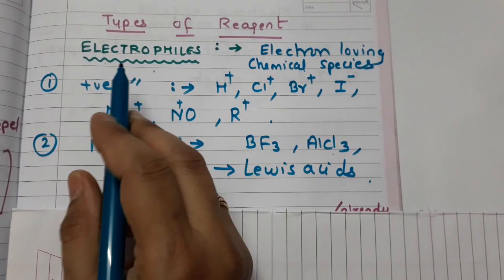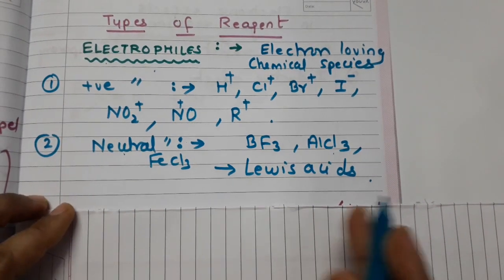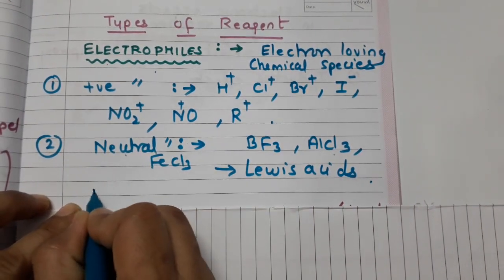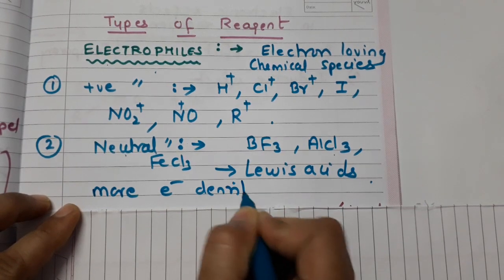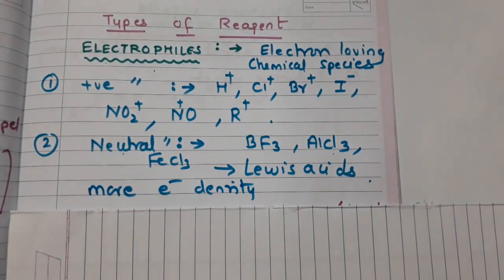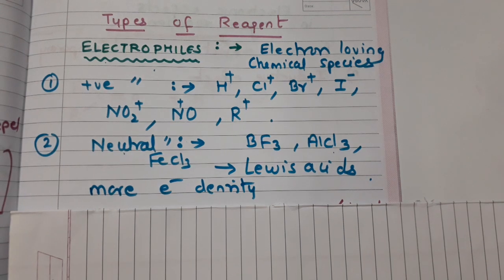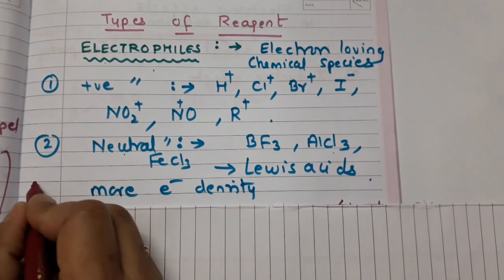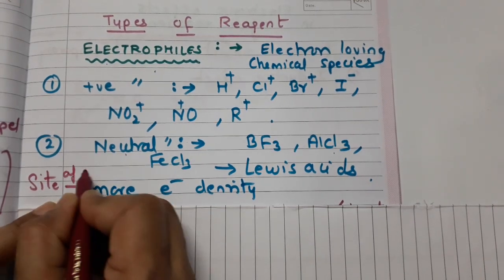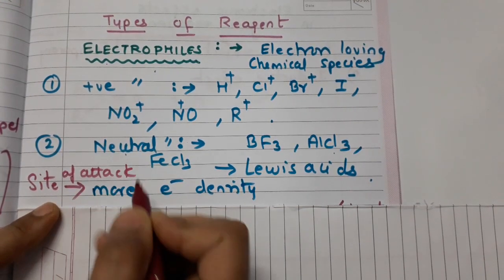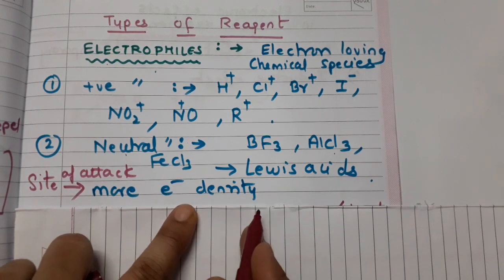In fact, electrophile is going to attack at the place where more electron density is there. So we can say that the electrophiles during the reaction, where do they attack? Where is their site of attack? Site of attack is going to be where more electron density is there.